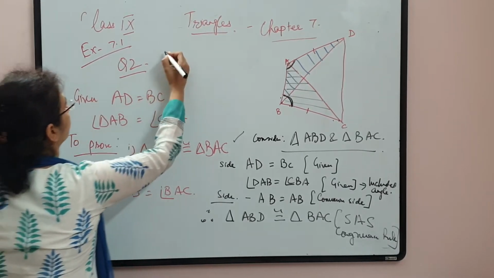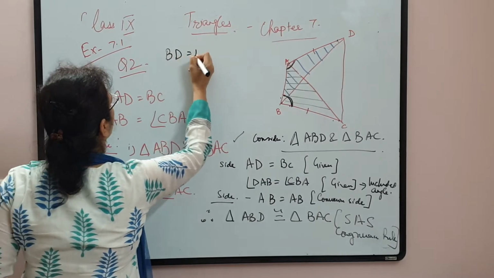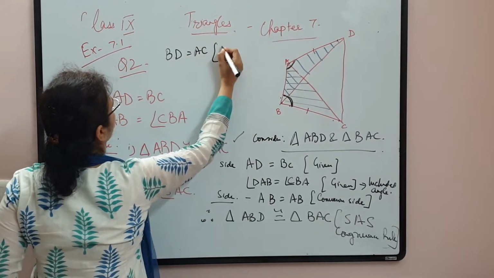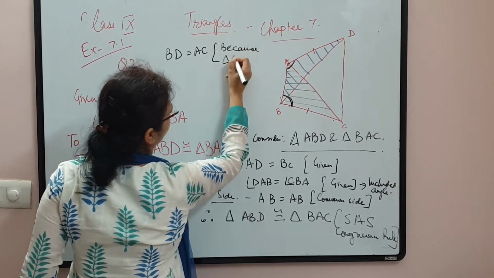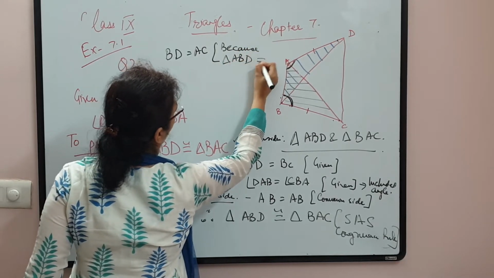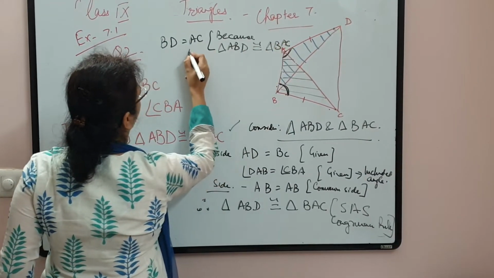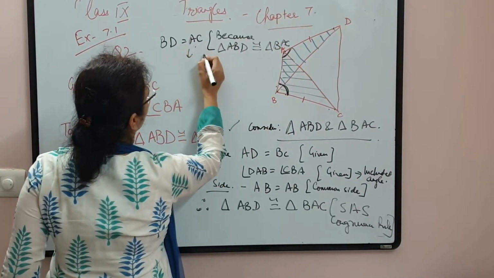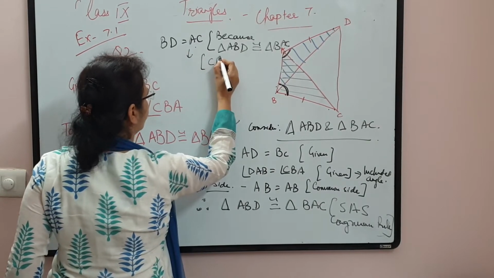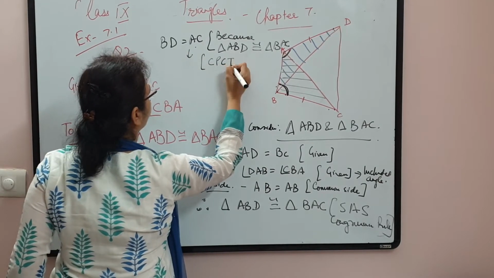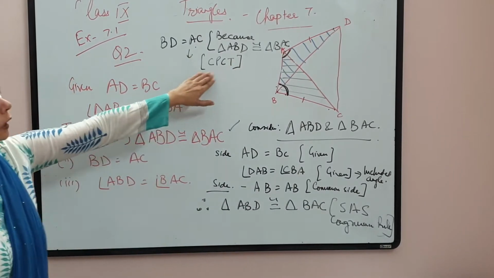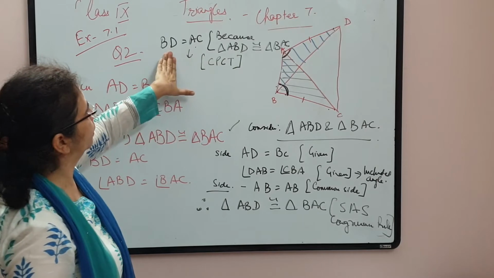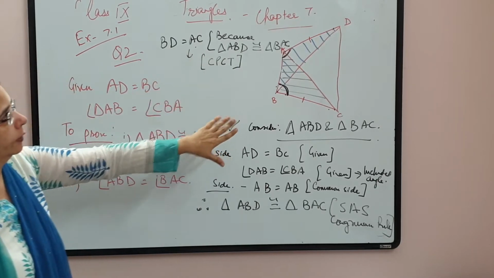So, BD is equal to AC. How? Because triangle ABD is congruent to triangle BAC, BD is equal to AC because of CPCT, corresponding parts of congruent triangles. So BD is equal to AC.